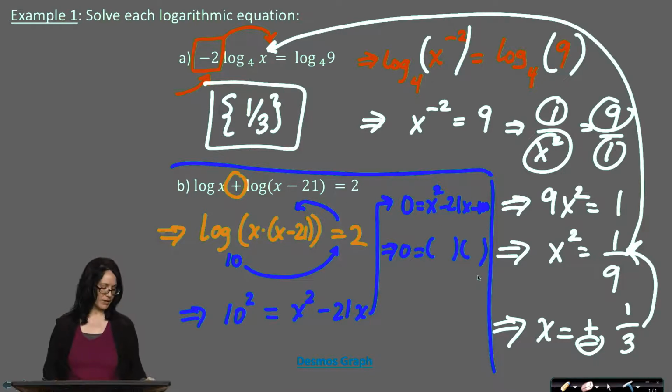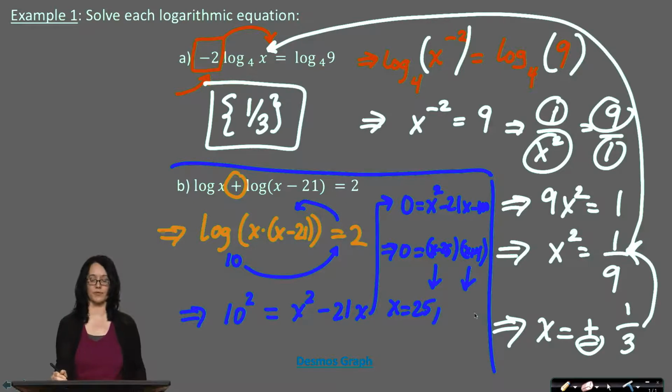We would ask ourselves, what factors of negative 100 with different signs would give me negative 21x when I add them up? Well, 25 times 4 is 100. We could use different signs and make one of them x minus 25 and the other factor x plus 4. If you can't read that, that's x minus 25 and x plus 4. Okay, so if I set each factor equal to 0, x could be 25. Or if you set x plus 4 equal to 0, x could be negative 4.